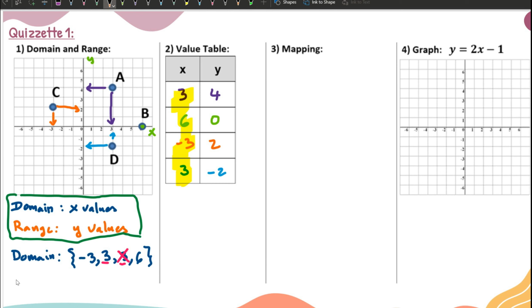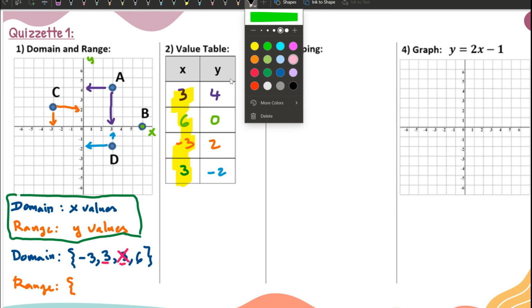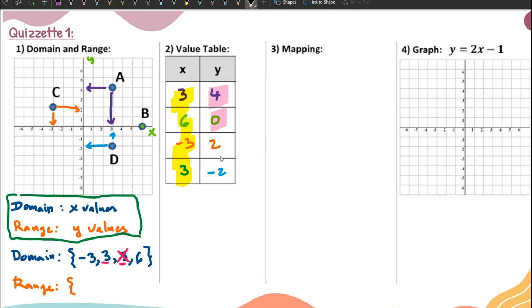Range, what is our range? Range is the Y values from least to greatest. So the Y values you have are 4, 0, 2, and -2. The least value is -2, then 0, then 2, and then 4. That's it. For domain and range, any value that repeats more than 1 time, you only write once.